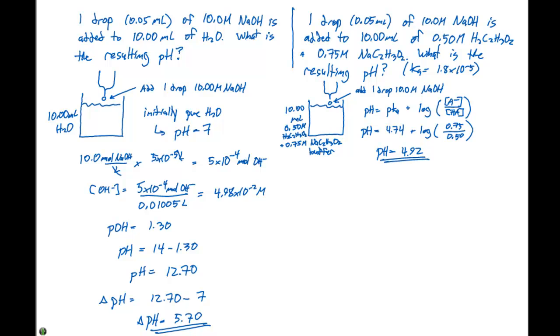So let's find out what happens to the pH when we add our hydroxide. So in this particular expression, we're going to add OH minus. Okay, that's going to be neutralized by the acetic acid, and that's going to give us C2H3O2 minus plus water.